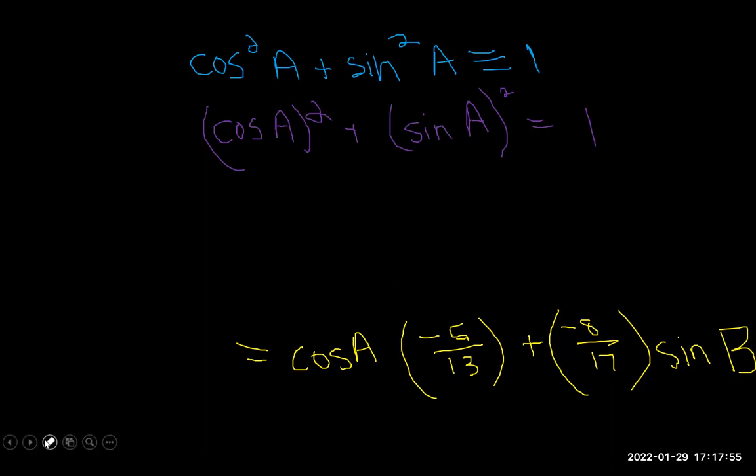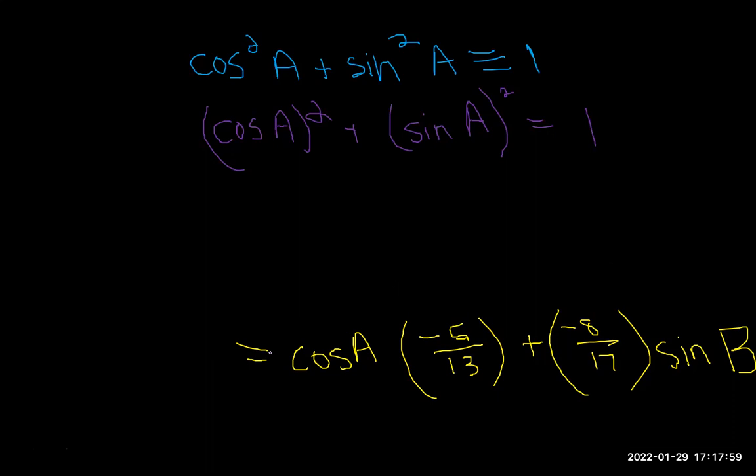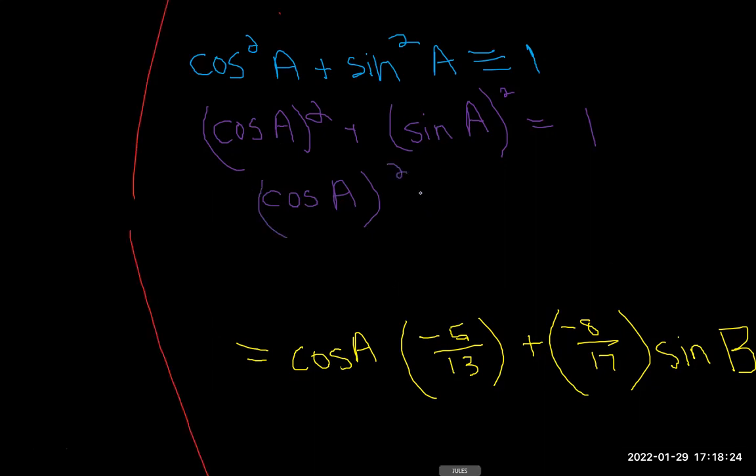So this is just me substituting the value, right? They already told me that sine A is minus 8 on 17, and we're trying to find the value of cos A. That's the only way we can find this value, right? We need to find what cos A is, and we need to find the value of sine B. So we're trying to find cos A. How do we do that? Well, cos A squared. We are given sine A.